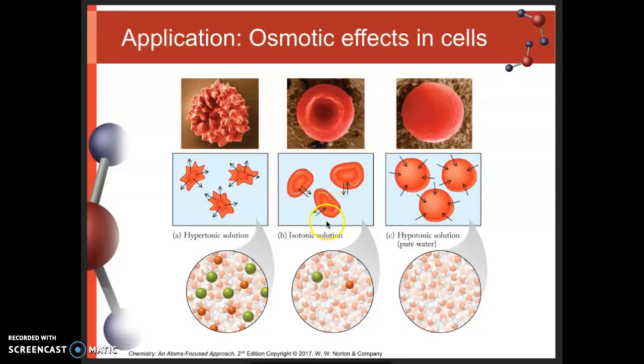On the flip side, if I take that cell, which is in this isotonic solution, and note, the isotonic solution does have some stuff dissolved in it on the outside. It is not pure water. If I take that and put it into pure water, now the water on the outside recognizes that the concentration inside the cell is too concentrated. Water starts to flow into the cells, and the cell starts to swell up and get really, really big, and eventually could rupture and burst.